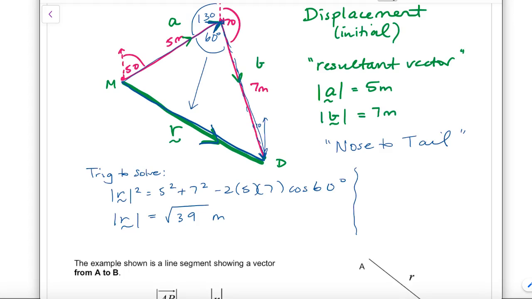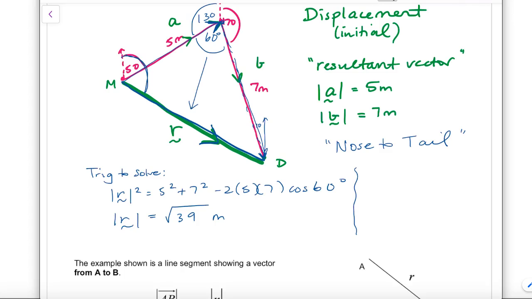So I've used my trig to solve here, using the cosine rule: 5 squared plus 7 squared, take 2 times 5 times 7 times the cos of 60, the angle in between the 2 sides, and opposite the resultant we want. And I've square rooted that to get the square root of 39 metres. I'm going to leave it an exact value, that's fine. So now what I'd like to answer is, what is the bearing of the duckling from the mother?